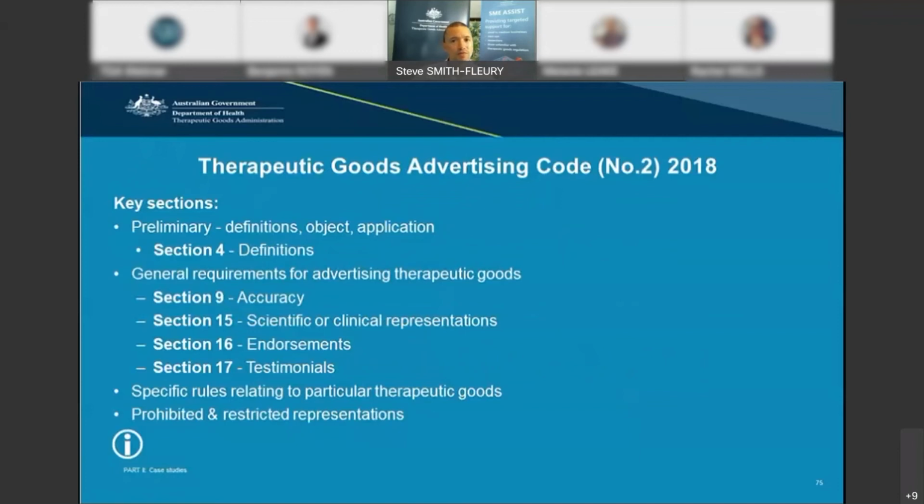Many of the rules for advertising are contained in the Advertising Code. The code regulates what can and can't be said when advertising therapeutic goods. It's broken down into sections, with some of the key sections highlighted here on the slide. As mentioned, we do have specific code guidance to help advertisers interpret the Advertising Code, and we suggest that you read this in conjunction with the code. You can find this guidance on the Advertising Hub on the TGA website.